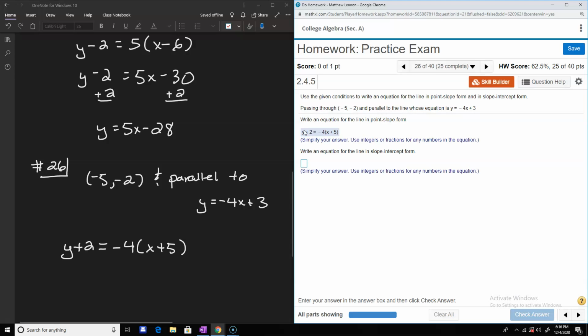And then the second part, write in slope-intercept form, again, we're just solving for y. So we have y plus 2 equals minus 4x minus 20. Subtract 2 from both sides, and we'll get y is minus 4x minus 22.